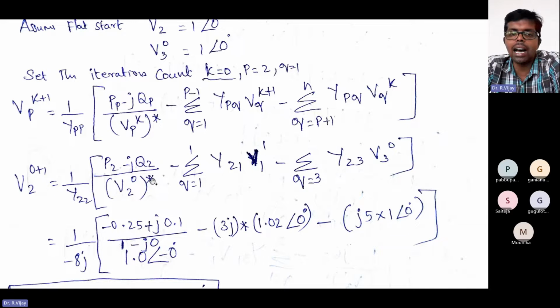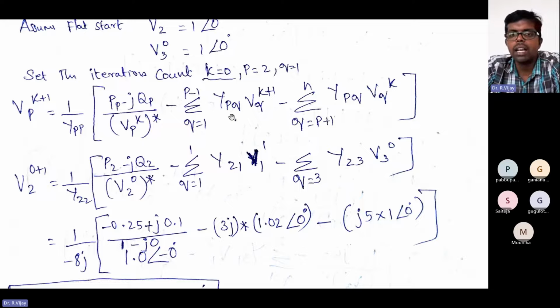V2 not star is nothing but the angle alone will be in the negative, that is 1 minus j into 0. So here minus summation q is equal to 1 to 1. Here p is equal to 2, 2 minus 1 is 1. So like that also you can take, and directly 1 also you can take.